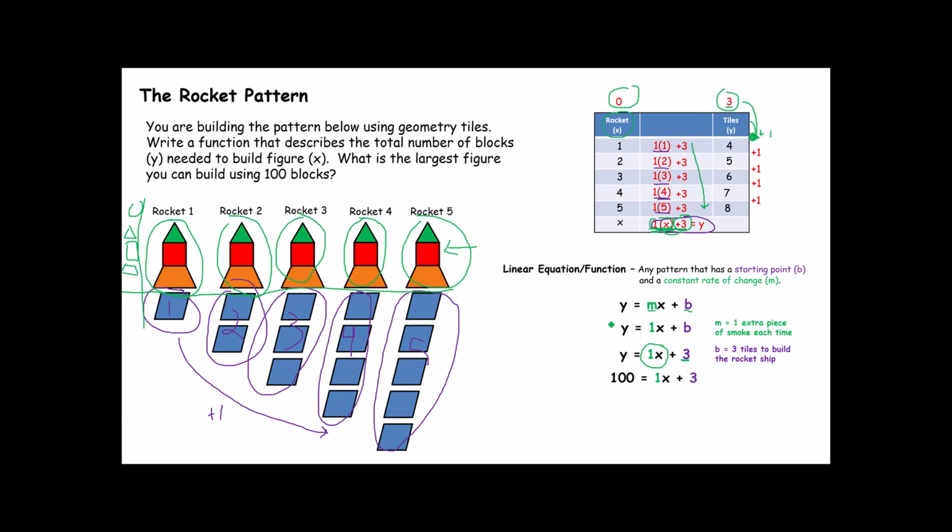So this question is, what is the largest figure I could build with 100 blocks? Since 100 blocks would be 100 substituted in for y, I plug that in and use my property of equality to find that I could build rocket 97.